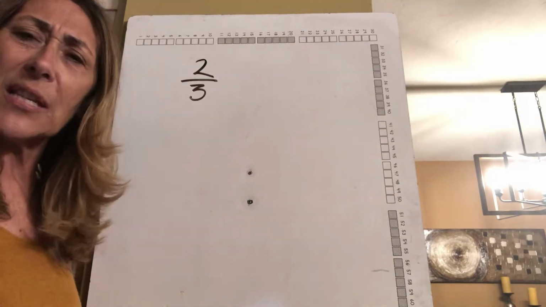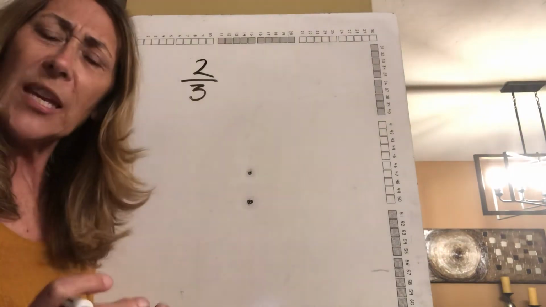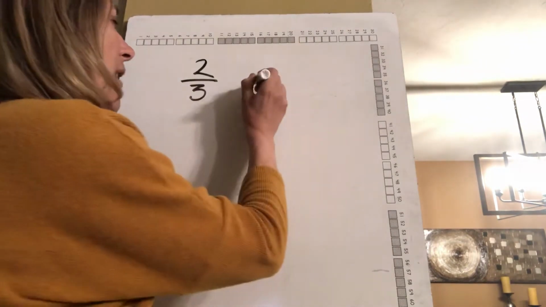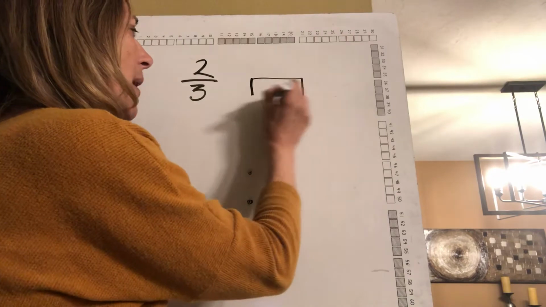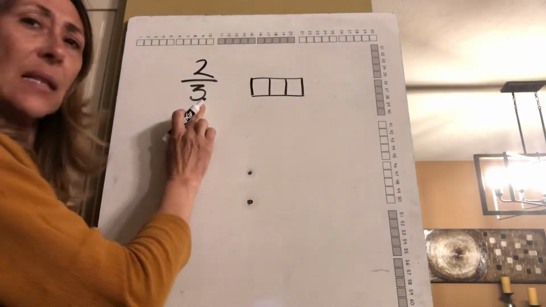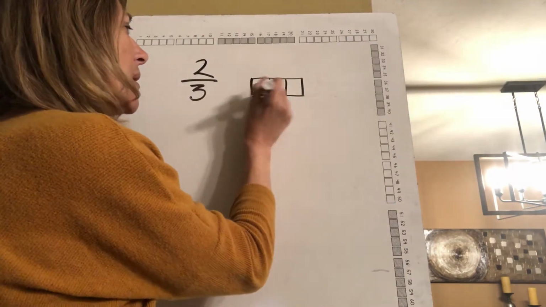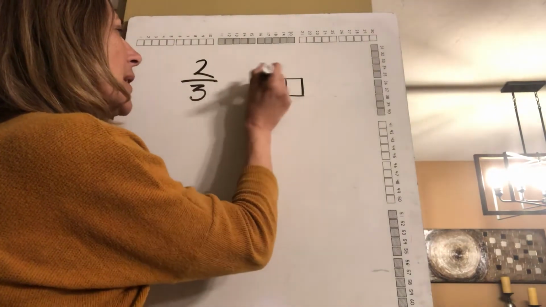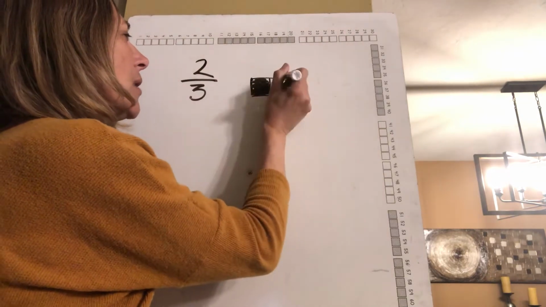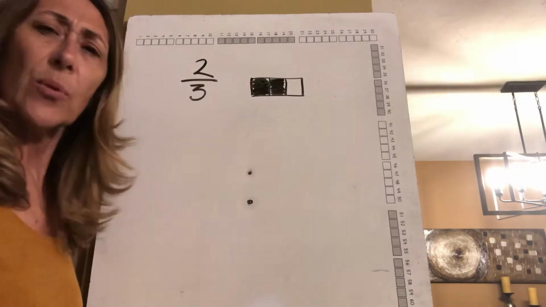Two-thirds. Two-thirds tells me, again, my bottom denominator, 3 equal pieces in a whole. If I were to draw that as a fraction bar, there's my whole, and I have to have 3 equal pieces. My top numerator, I'm talking about 2 of those. So this is what 2/3 looks like. There's 2 of the 3 pieces.